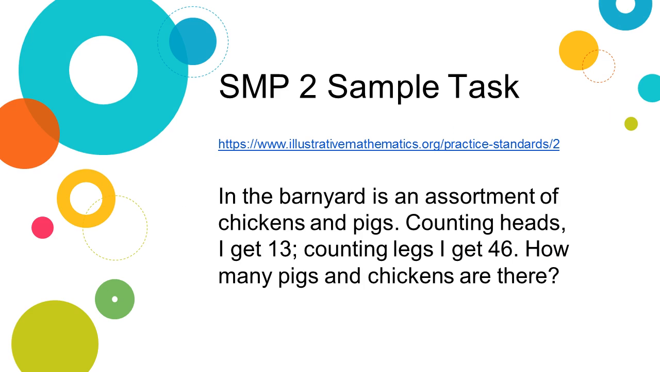Again, from the Illustrative Mathematics website, I've chosen one problem. You can read it. In the barnyard is an assortment of chickens and pigs. Counting heads, I get 13. Counting legs, I get 46. How many pigs and chickens are there?